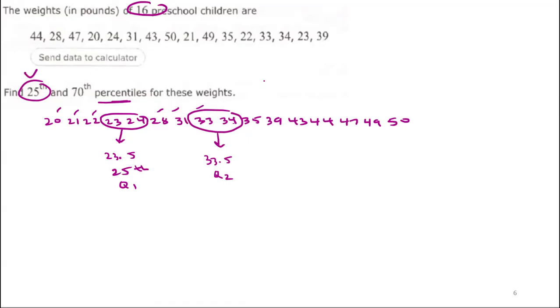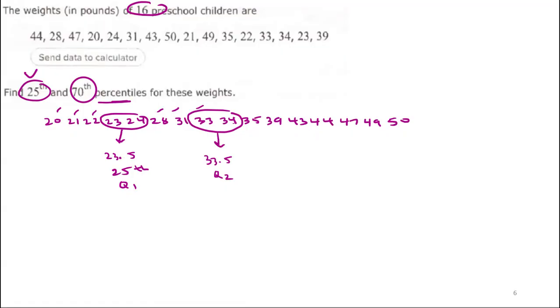So we found the 25th. But now, how do we find the 70th? We know how to do Q3, right? The same process as we did for Q1. But how do we find it when it says the 70th percentile? Okay, it's not so easy.